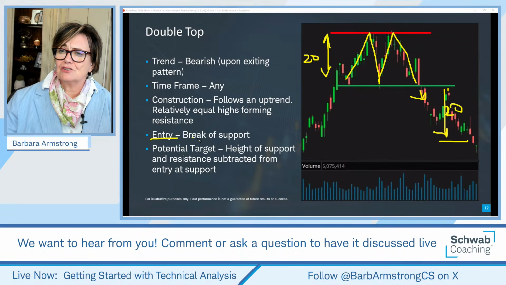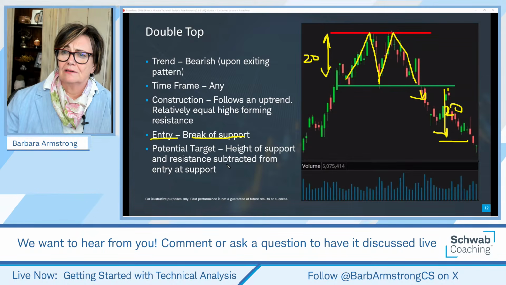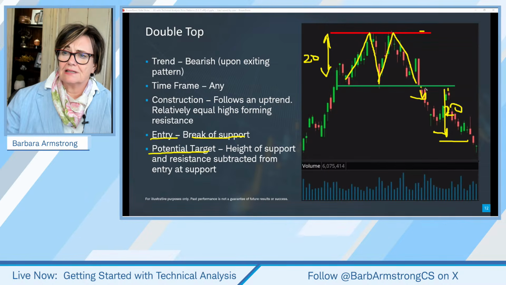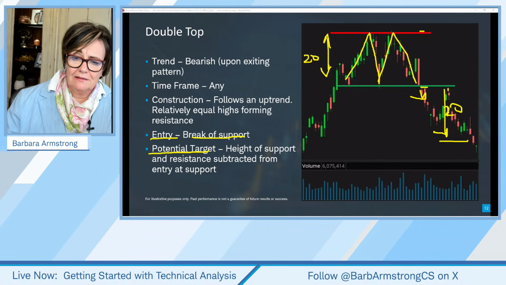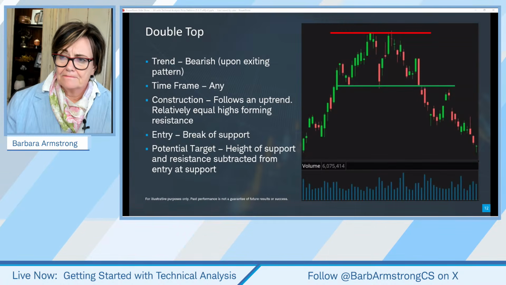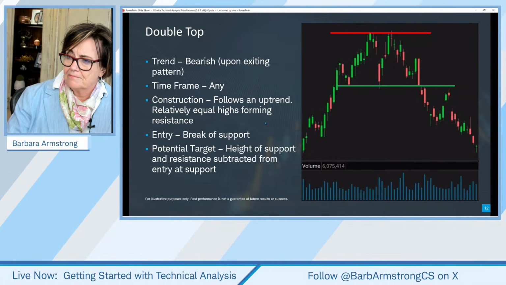Okay, and your entry would be the break of support. And our target would be based on, you know, support minus resistance. Okay, and again, this can happen in any time frame.